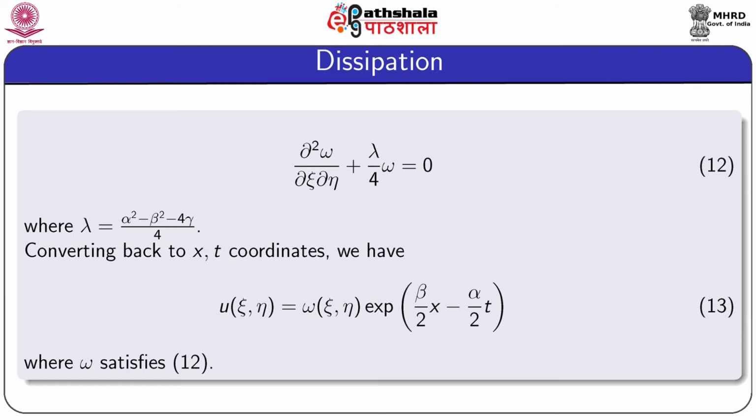Now, if we come back to the original coordinate system x and t, our required solution is u = w e^{(β/2)x − (α/2)t}, where w satisfies equation 12. In other words, the value of w can be obtained by solving equation 12.